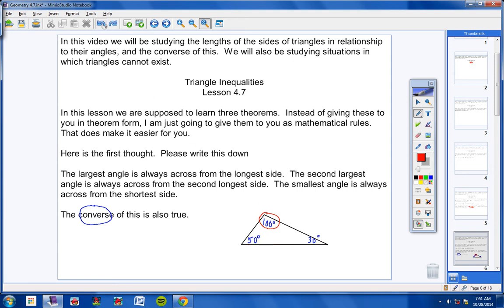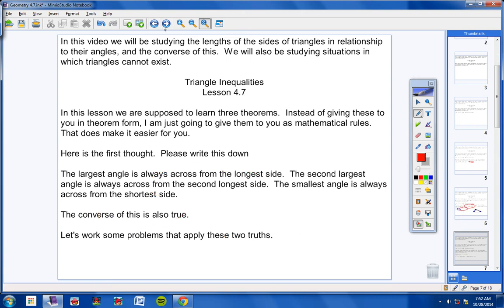Now look at the second biggest angle. Go straight across, and this is the second longest side. Now find the smallest angle. Go straight across, and this is the smallest, or the shortest side, if you will. That's really simple, and that's all that these two statements are saying, this one here and this one here. Now with that in mind, let's work some problems and apply these two truths. Here we go.